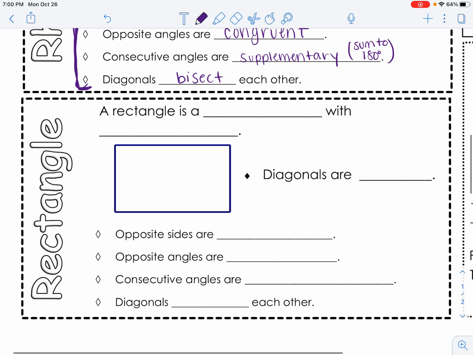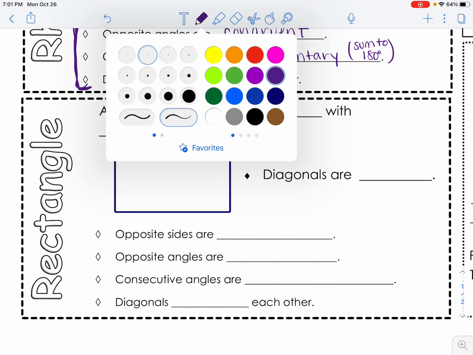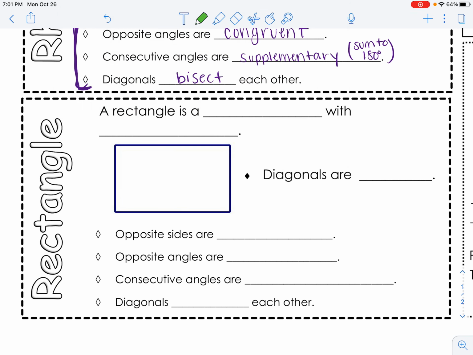Now we're going to get into another one that you should be familiar with, and that is a rectangle. So a rectangle is also a parallelogram. It's just a specific kind. So because it's a parallelogram, I know that opposite sides are parallel. So I could go ahead and label that.